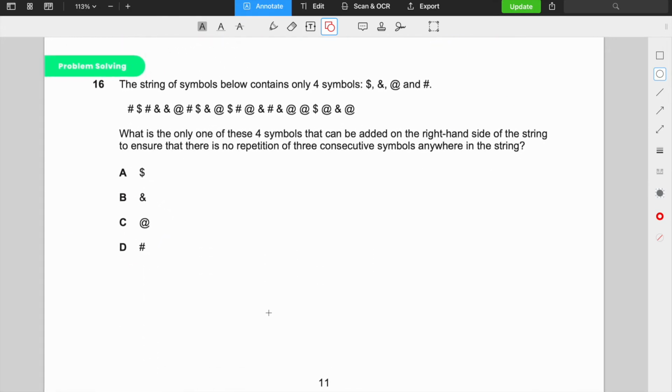Alright, so this question looks very intimidating, but it's actually quite easy. You just have to go back to the core principle of understanding the rules. What are the rules? And I think there's only one rule, okay? So find the rule. So let's read this together.